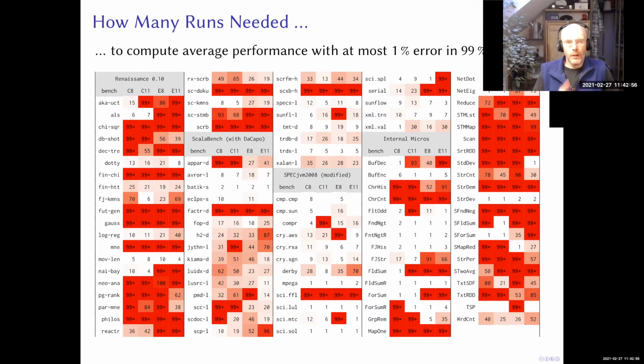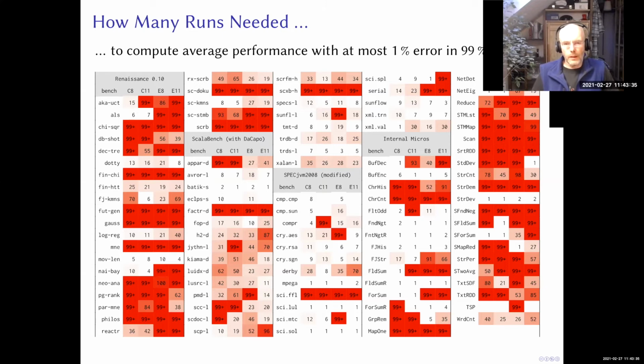And the table has different columns for different versions of Graal, so Community and Enterprise Edition on JDK 8 and 11. My biggest takeaway from this one is it's very, very bad, right? Because for roughly half of the benchmarks, we would need more than 100 runs. And we have to remember that a run involves warm up, etc. So it really might take several minutes. So running that many benchmarks over hundreds of minutes or more is not really very scalable.